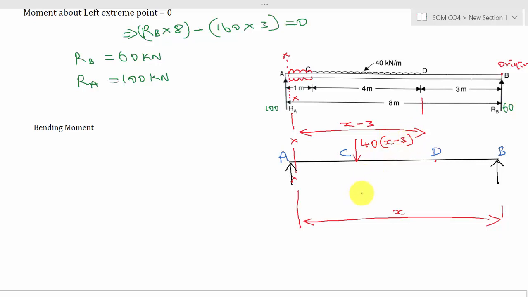And we know that the distance is half of its overall distance. So the overall distance is x minus 3, so it is x minus 3 divided by 2. So now I have converted the 40 kilonewton per meter that is acting in the downward direction into a point load. The magnitude is 40 kilonewton per meter, and it is acting at a distance of x minus 3, because from here to here it is x. So it is x minus 3, and the distance is x minus 3 divided by 2.